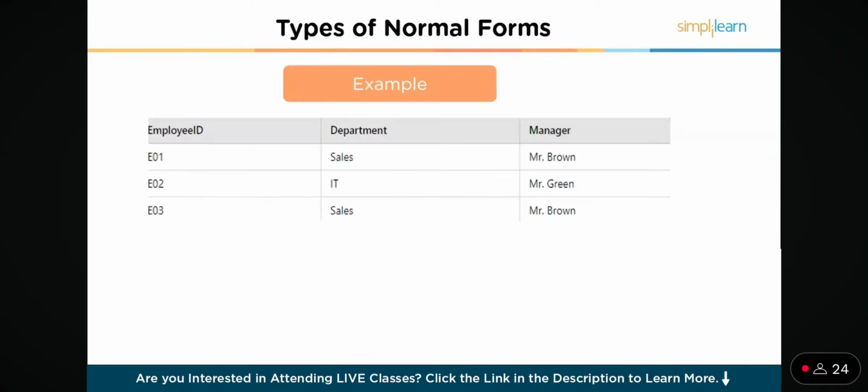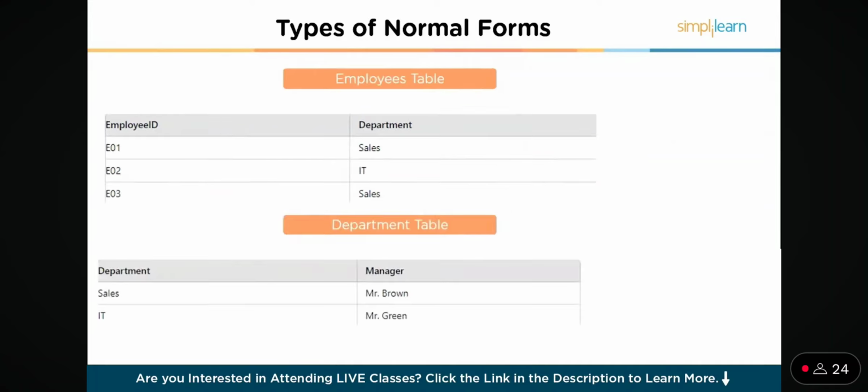So you can see this table here consisting of employee ID, department, and the manager. The problem with this table is the BCNF violation. In this table, department determines manager, but department is not a superkey, since employee ID is the primary key. This violates BCNF. So how do we convert this to BCNF?